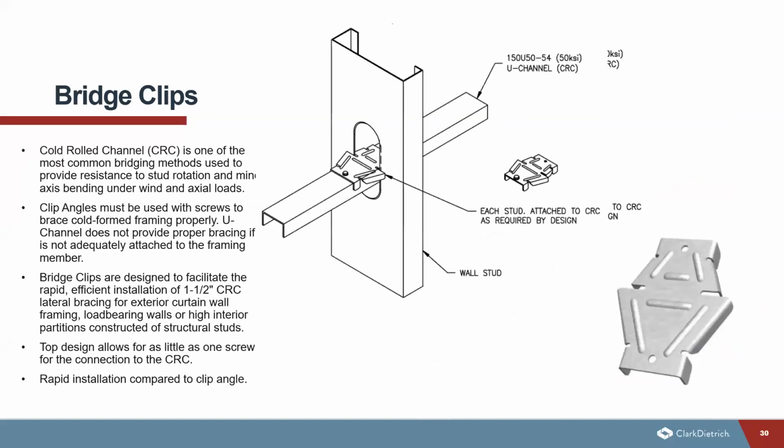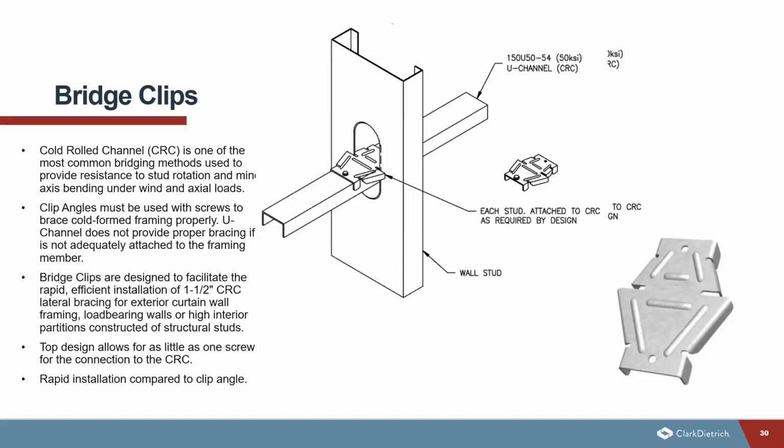So next we'll talk about bridge clips, specifically cold roll channel clips. Now, cold roll channel is one of the most common bridging methods that's used. It's going to provide resistance to the stud rotation. And we can see here how it's actually installed. So the cold roll channel is typically installed through the knockout of the stud.